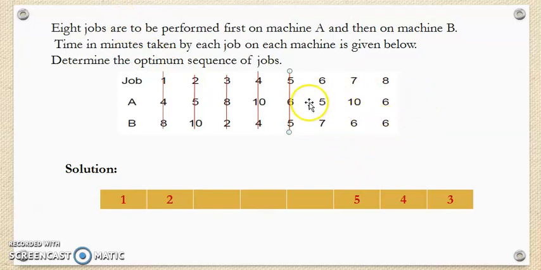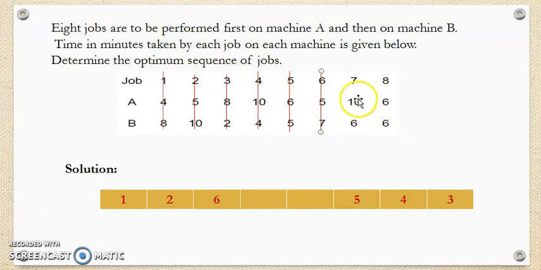Now if you look here at the processing times, again the minimum processing time is 5, but it lies on machine A for job number 6. So this job should be processed as early as possible. So in the remaining places, I write here job number 6 and I will eliminate this from further considerations by drawing a line.